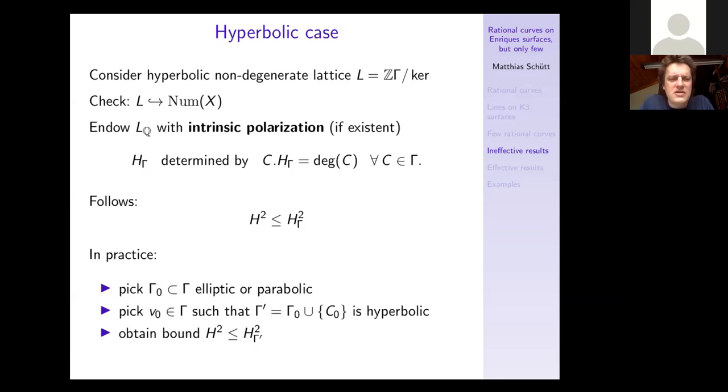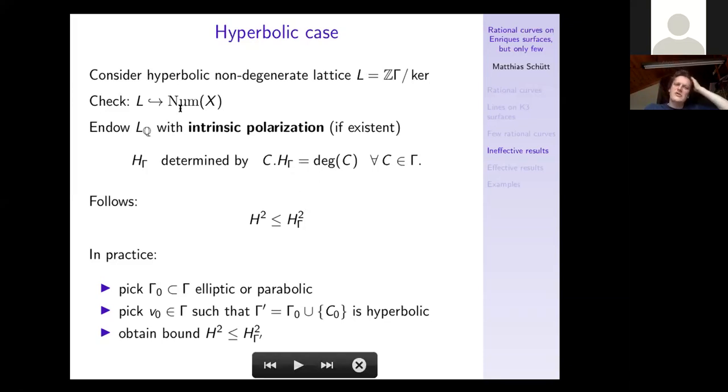We endow L, or maybe we have to tensor with Q, with an intrinsic object, which Dekhtyarev in the line case calls the intrinsic polarization. It might not even exist, but if it exists, then it's determined by the degrees of the curves. So we just postulate that the intersection number of any curve with this Q-divisor should give the degree of the curve. And that's for any C in gamma. If gamma is big, then this system of equations might be overdetermined. So this is why the intrinsic polarization may cease to exist. And if it does not exist, then we get a contradiction anyway.